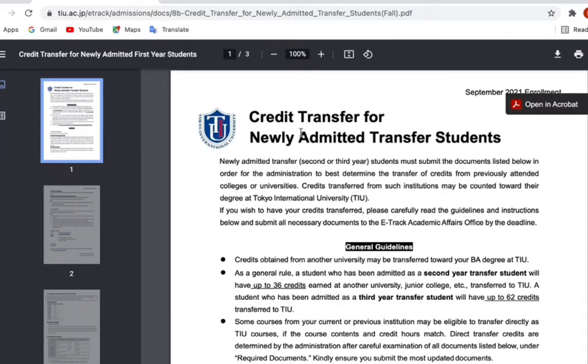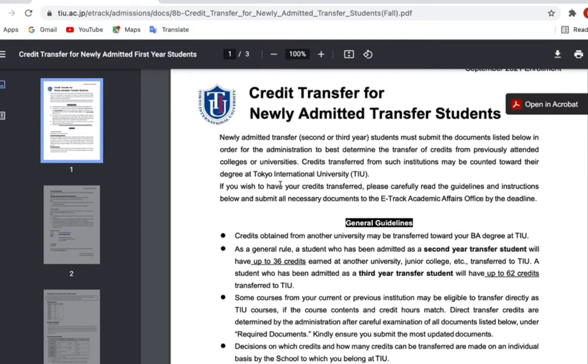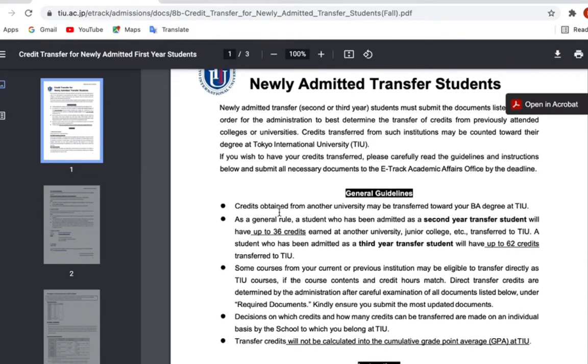So you have credit transfer for newly admitted transfer students. Newly admitted transfer students must submit the documents listed below in order for the administration to best determine the transfer of credit from previously attended colleges or universities. Credits obtained from another university may be transferred towards your BA at TIU. So you get a bachelor's degree in arts, not in science, as I can see from here. And then they can transfer up to 36 credits earned at another university.